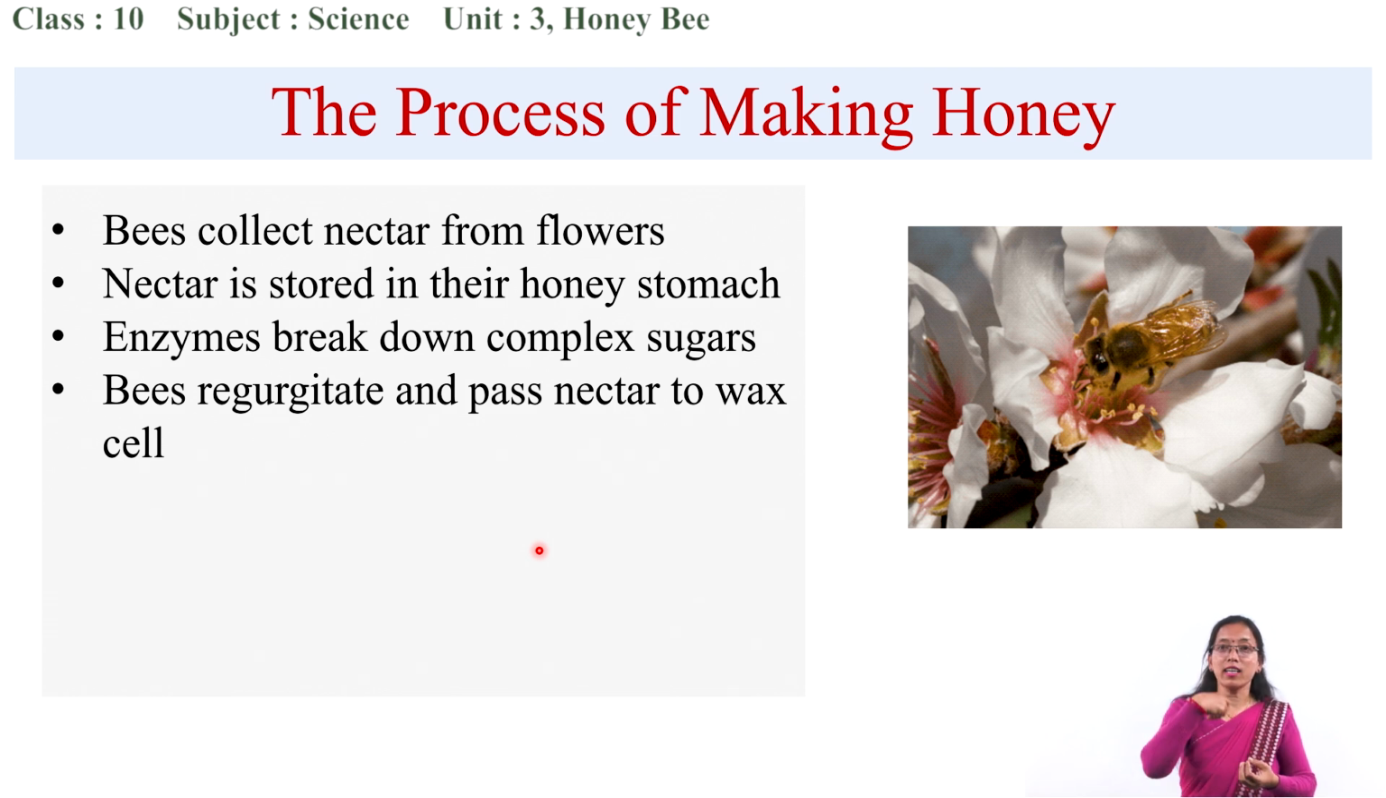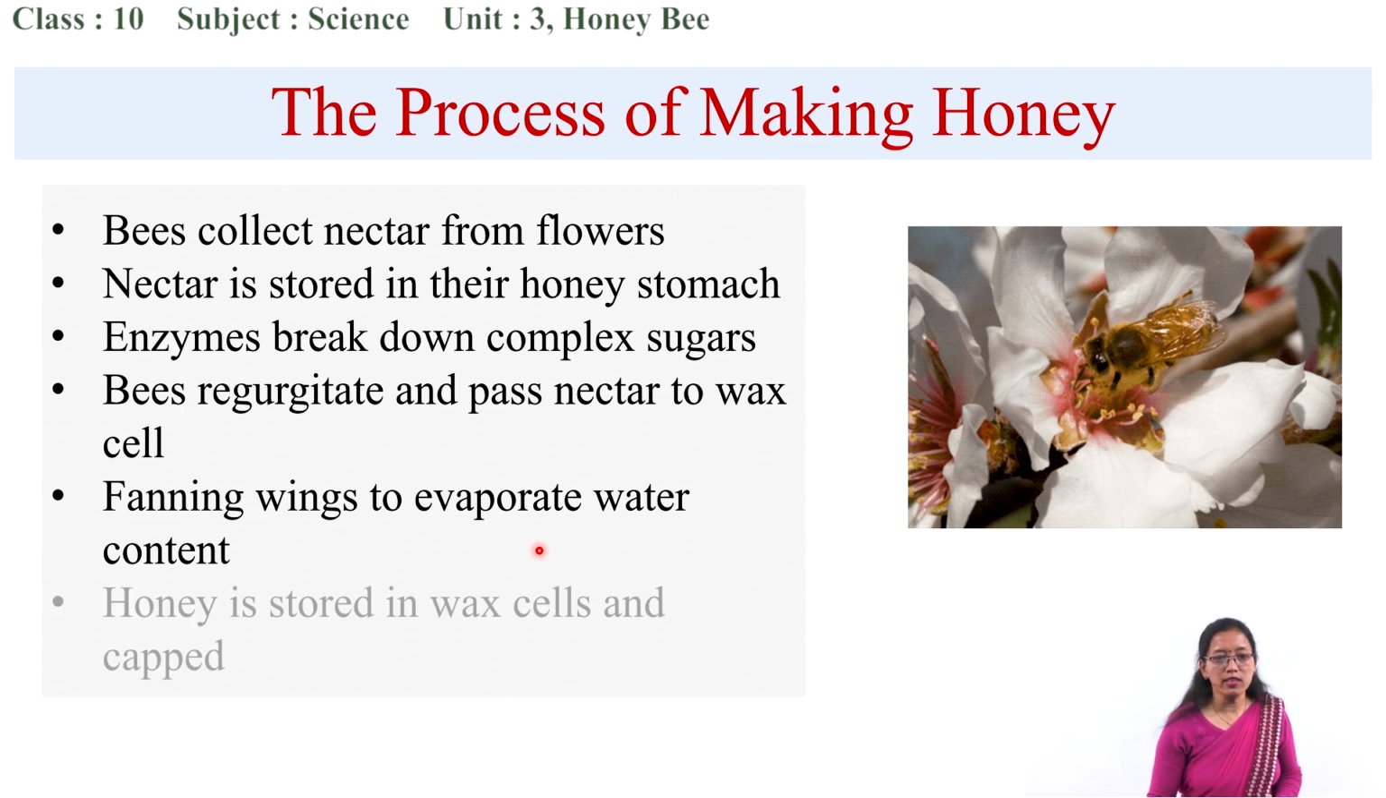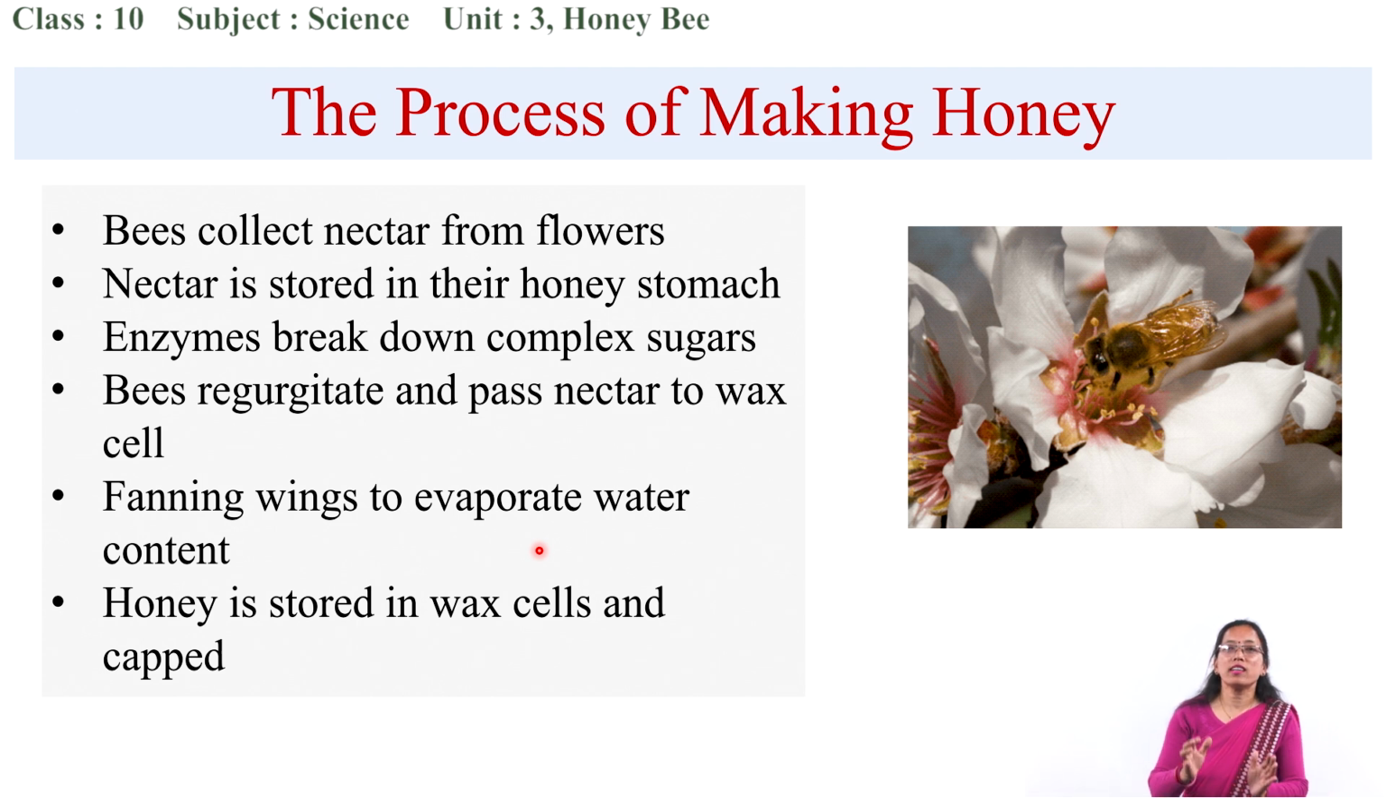First it takes the nectar into its nectar stomach, or honey stomach. Inside, the enzymes help to decompose it. After decomposition it becomes a simple form and it regurgitates into those honey cells. After that they fan their wings. With the help of wings they fan it, and the water content present in it evaporates. Then it is now honey.